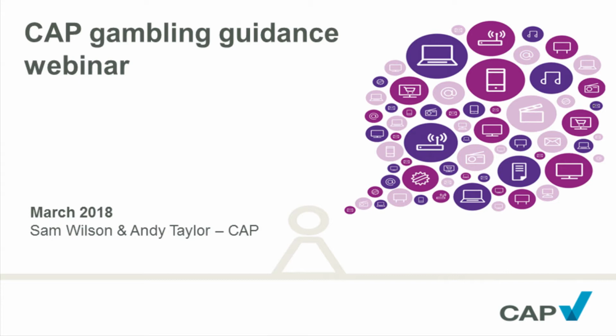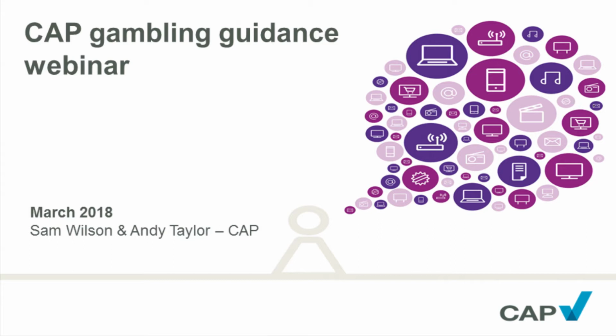Focuses on advertising's appeal to problem gamblers and is intended to help marketers and agencies interpret CAP and BCAP's gambling rules where they relate to responsibility and problem gambling issues. I'm Sam Wilson and I work in the CAP compliance team. I'm joined by Andy Taylor from our regulatory policy team and the author of this guidance.